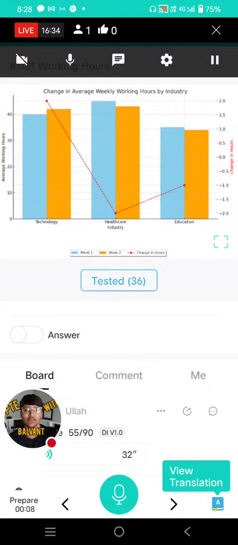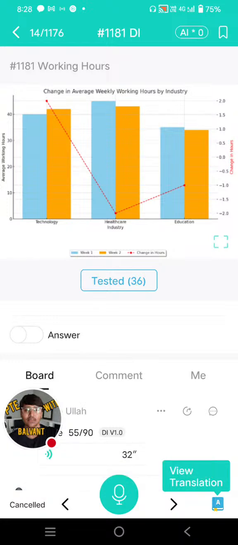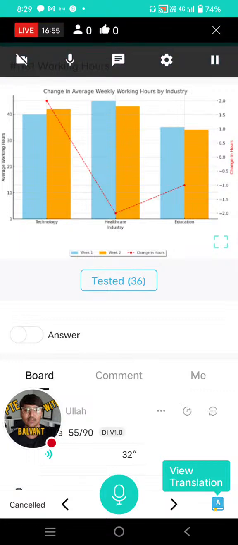Change in average weekly working hours by industry is the main topic of this image. Technology, healthcare, and education are also mentioned in this image. 10, 20, and 30 are also observed on the y-axis of this image. Week 1 and week 2 are also observed in this image. The maximum value which I can take is likely about 40. The minimum value is minus 2.0. To conclude, this image is very interesting and informative.